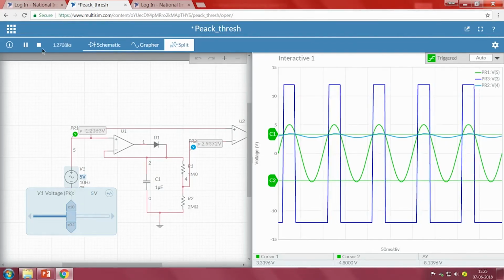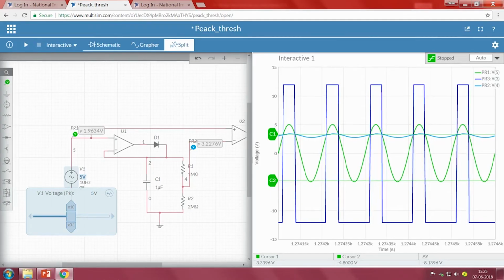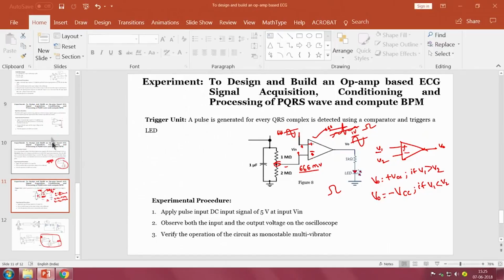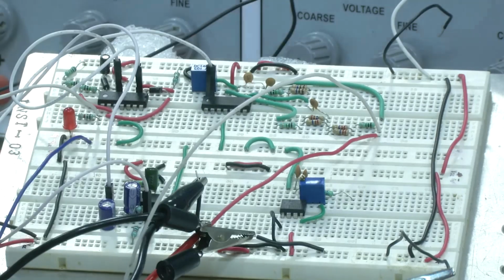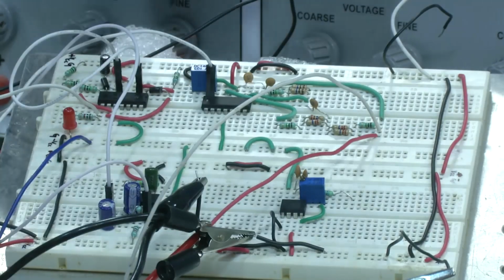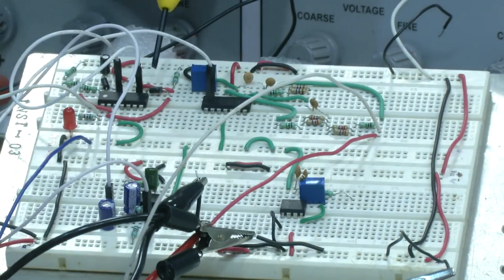Now we will see experimentally, right, we will see the complete circuit experimentally. Now if you see the next part of this particular portion, we are using a diode, right, and we are also using a resistor, right.